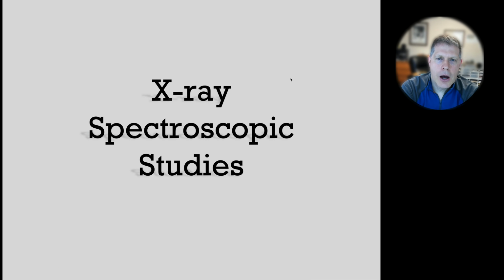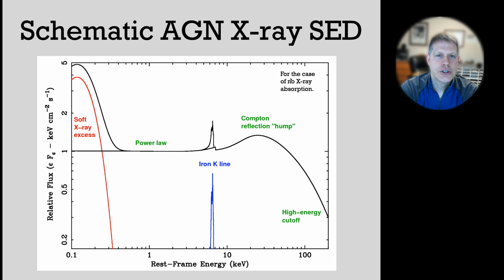Okay, so now let's talk about X-ray spectroscopic studies of this black hole region. Spectroscopic studies have been extremely valuable in clarifying the nature of this region. And here, to begin with, is a nice schematic spectral energy distribution for an active galaxy. This one is probably most applicable to a relatively nearby Seyfert type active galaxy, and basically it is showing the relative flux in units of nu f nu or E f E here, so these are the relevant units, versus the rest-frame energy here in keV.